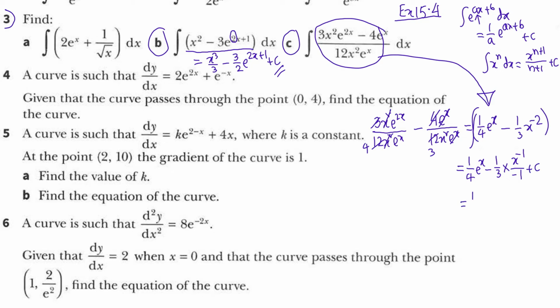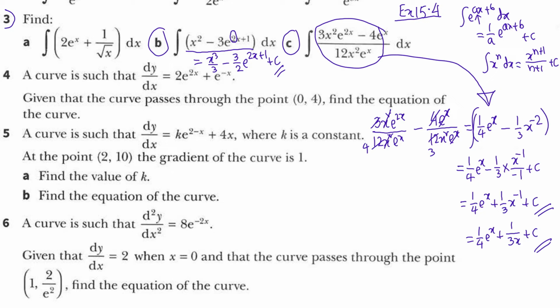So we can write our final answer: 1 by 4 e to the power x plus 1 by 3 x to the power minus 1 plus c. We can leave our answer here. If we want, we can write it like this as well, by taking the x below, 3x plus c. So both ways you can leave our answer.